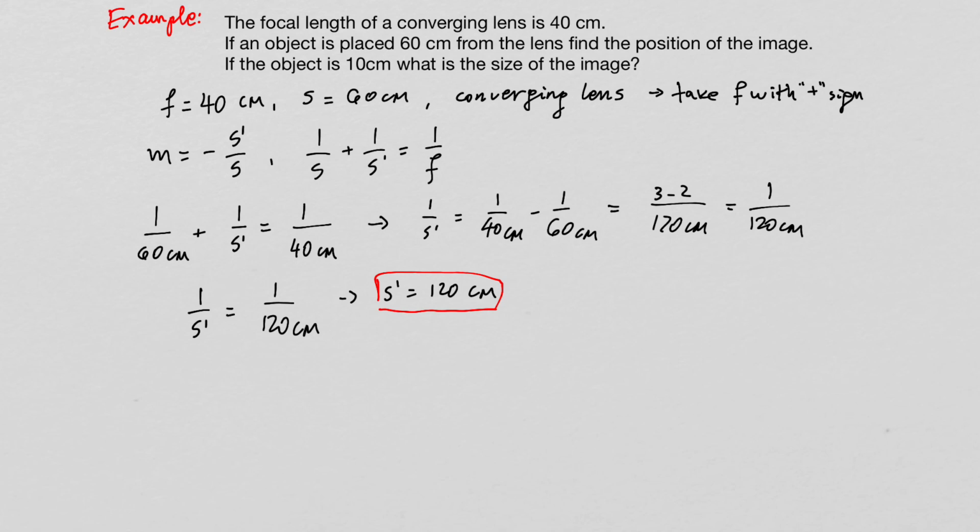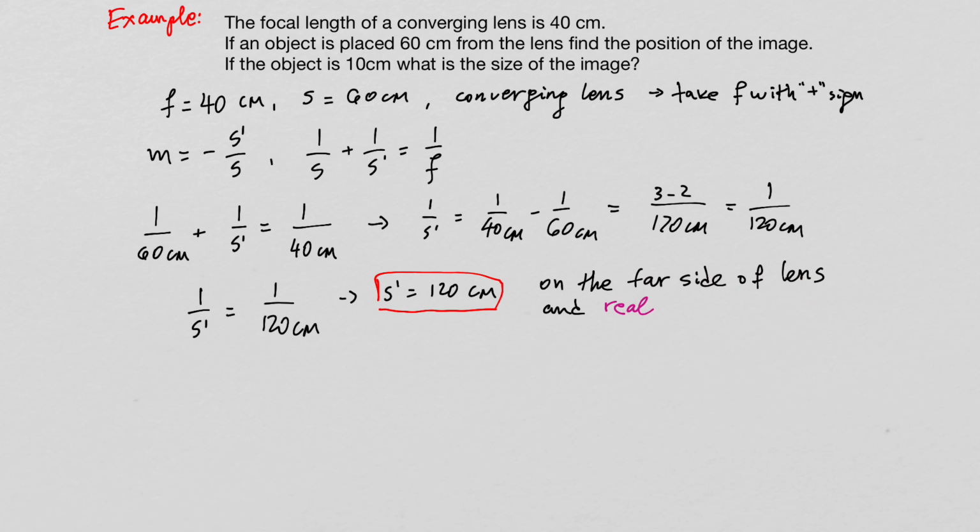So this is a positive number, and according to the rules for the lens equation, that means that the image is on the far side of the lens. So that means behind the lens, or the opposite side of the lens from where the object is. And the image is real. So again, the image is located on the far side of the lens, and it is real.